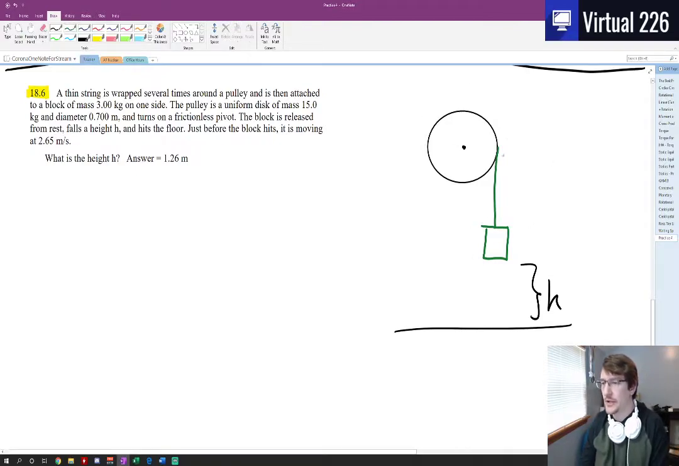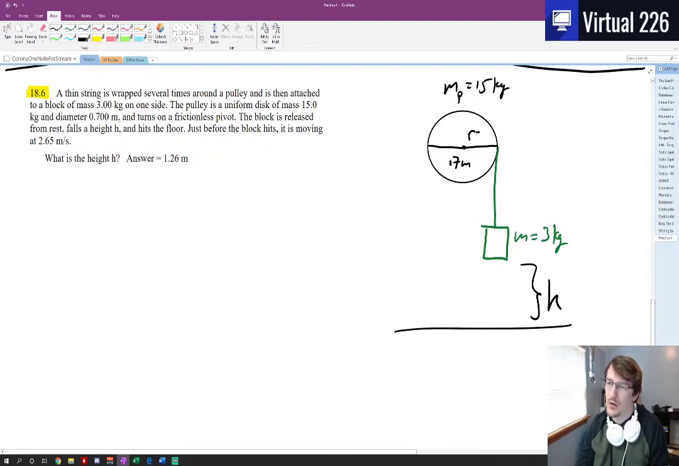Over here, I've kind of drawn it. Here's our pulley. Here's the block. The block's got a mass of 3 kilograms. The pulley is a uniform disc of mass 15 kilograms. So we'll call the mass of the pulley 15 kilograms. And it has a diameter of 0.7 meters. That means our radius of the pulley is 0.35 meters.